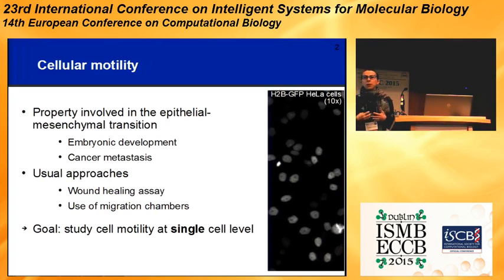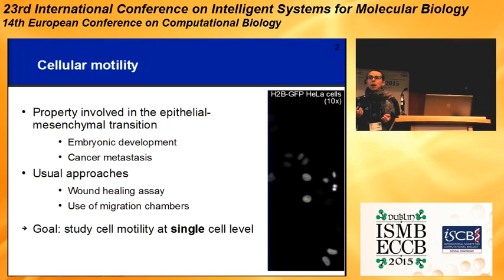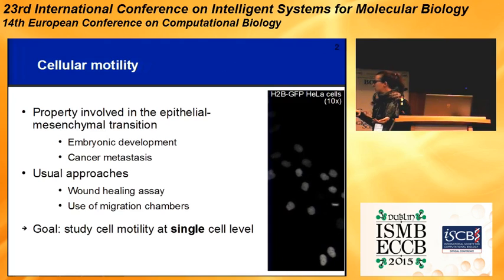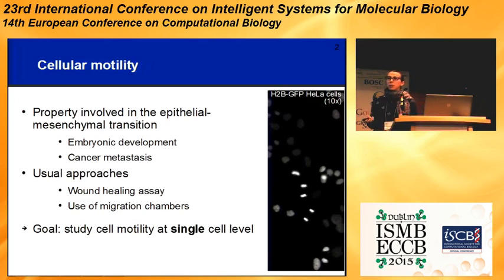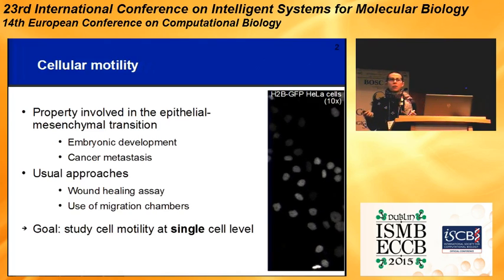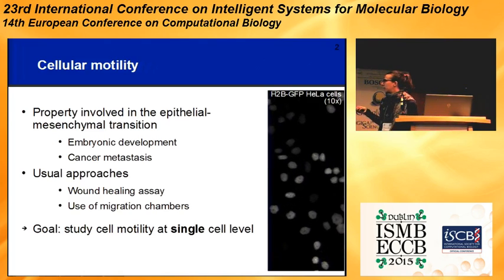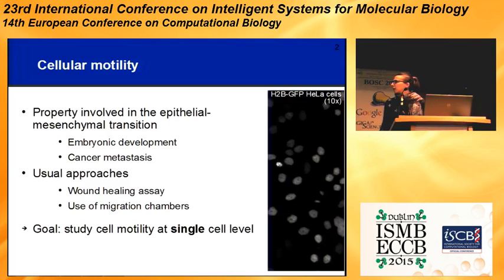However, as is the case for most biological processes, cell motility can be very heterogeneous in a population, and that's indeed what you can see here on this video of HeLa cells, which have a fluorescently tagged histone protein, so that we can see their nuclei.